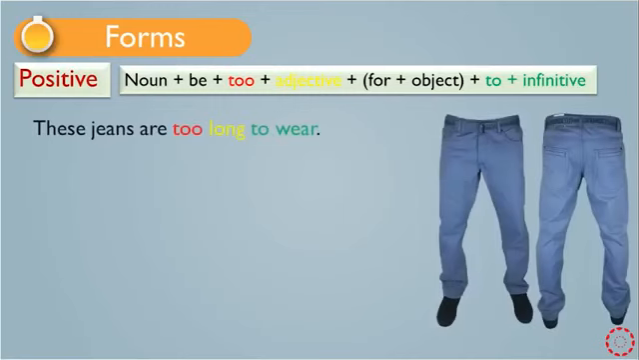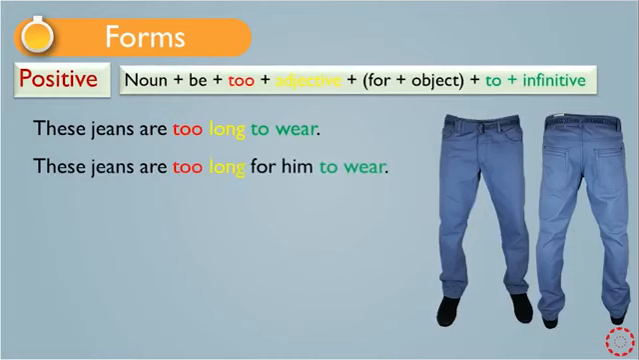Like, these jeans are too long to wear. These jeans are too long for him to wear. Here we have the object, for him. But when we don't have the object, we don't need "for."